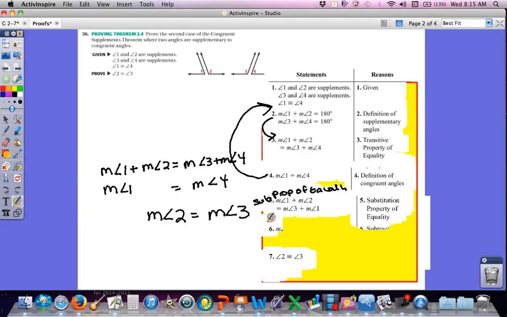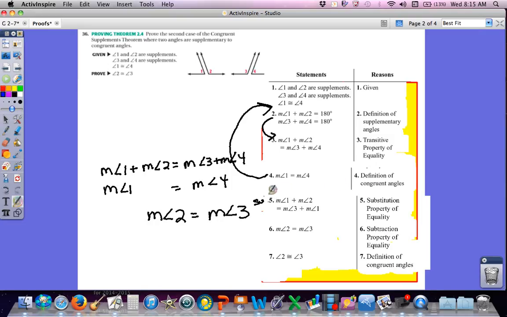And that is the next step that they do. Measure of angle 2 is equal to measure of angle 3. That's the subtraction property of equality. And what I do want you to be able to get at this point is that if the measures of two angles are equal, they are congruent. And that's the definition of congruent. I'm going to just clean this up a little bit over here.